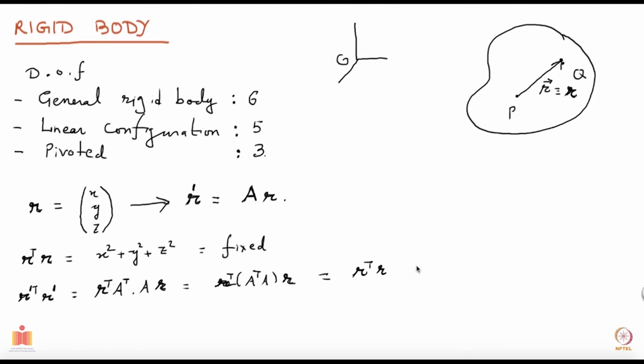Which means that A transpose A has to be the identity matrix. So that's the condition which we have found by asking that the distance between the points P and Q should not change. It says one property of this matrix A: that A transpose A should be identity. And such matrices are called orthogonal matrices. Which means matrix A is orthogonal.